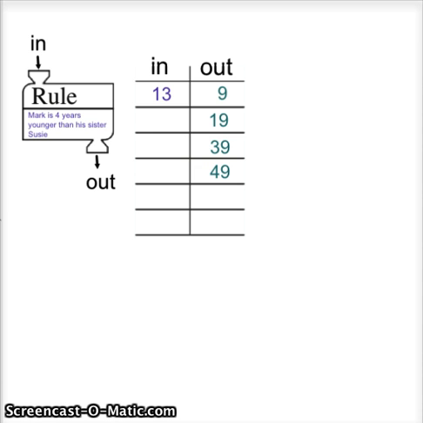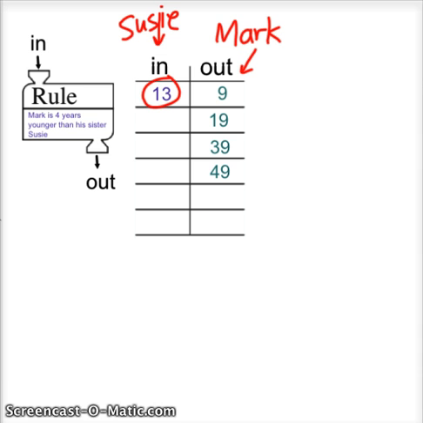Sometimes the rule is not just a number. This rule says Mark is 4 years younger than his sister Susie. So notice that the number going in is bigger than the number coming out. So this must be Susie on this side, and this must be Mark, because Mark is 4 years younger, so Mark is the lower number. So the rule here, 4 years younger, would be -4.